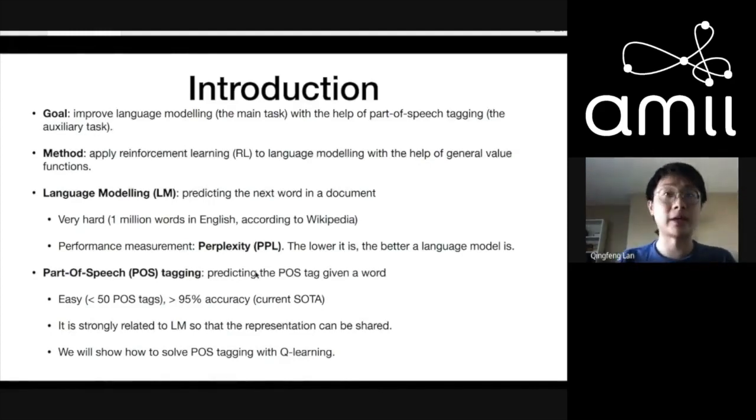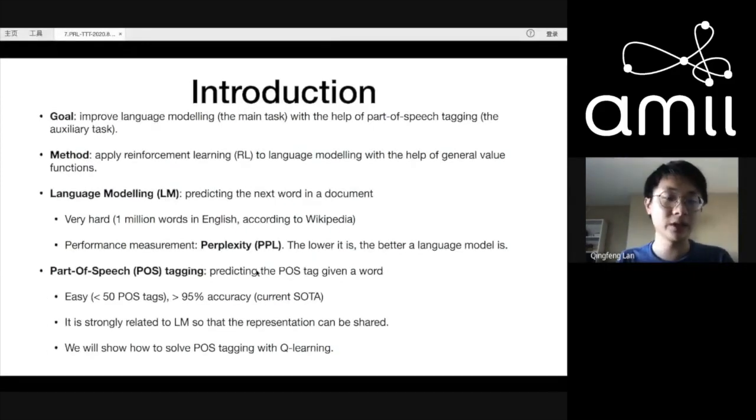We use perplexity to measure the performance of a language model, and the lower it is, the better a language model is. Part of speech tagging is relatively easy. The goal of POS tagging is to predict the POS tag given a word, and because there are fewer than 50 POS tags, it's relatively easy. For current solvers, we can achieve at least 95% accuracy. It is also strongly related to language modeling, so the representation can be shared between the two tasks. We'll show next how to solve POS tagging with our Q-learning algorithm.